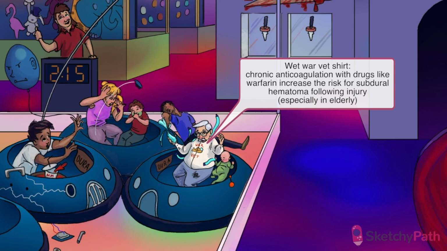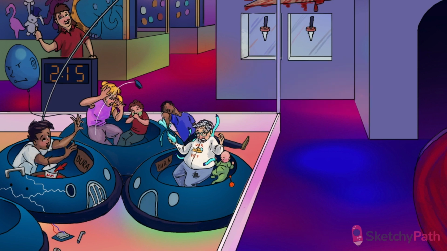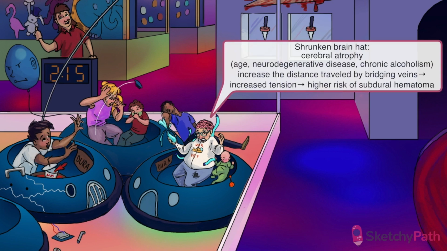Additionally, anything that causes cerebral atrophy puts the patient at high risk for a subdural hematoma. This is because when there's decreased brain mass, the bridging veins have to travel further to get from the parenchyma to the dura. This puts them under extra tension, making them more susceptible to tearing with less force. So elderly people, who usually have some degree of cerebral volume loss, are at higher risk.